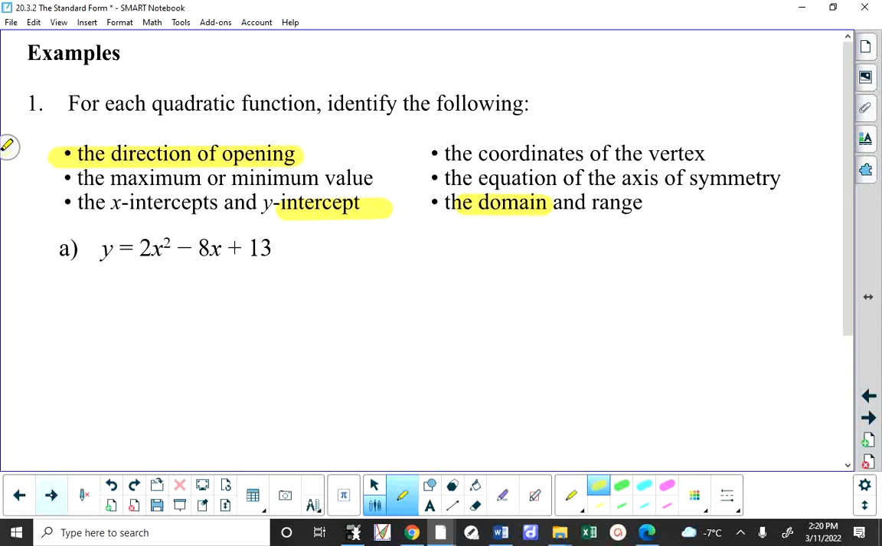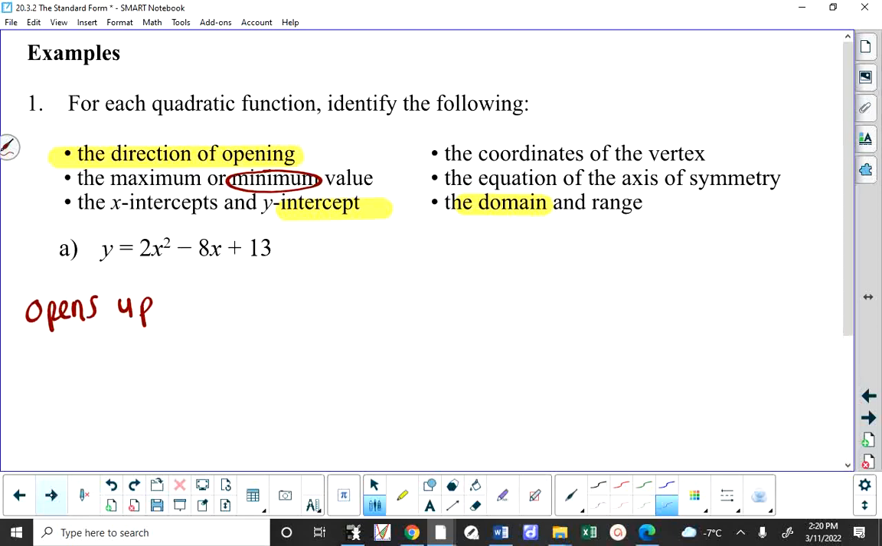We can do the direction of opening. It opens up because there's a number 2 in front of the x squared. So opens up, which means there's going to be a minimum value. So I guess we kind of know there will be a minimum value, but we don't know what it's going to be.